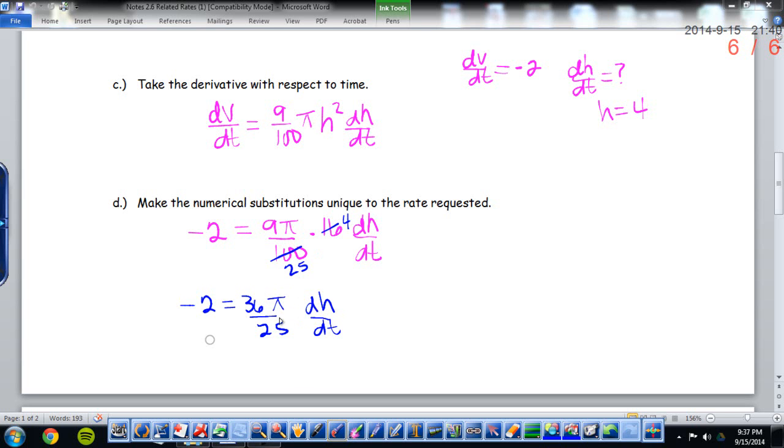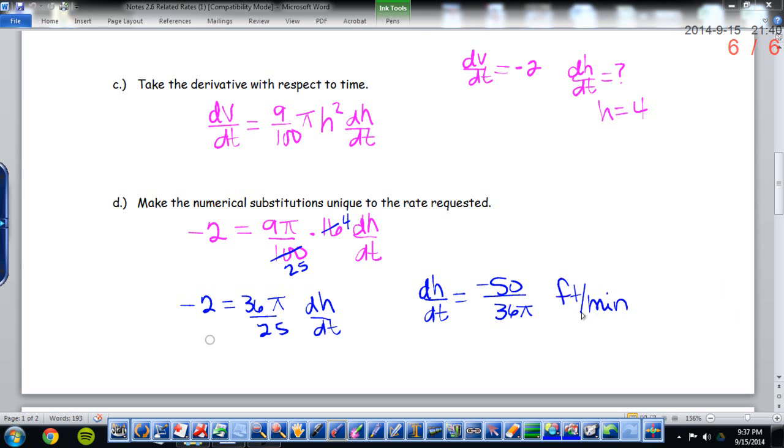So to solve for dh/dt, I essentially need to multiply both sides by 25 over 36 pi. So when I multiply both sides by 25 over 36 pi, I'm going to get -50 over 36 pi. And you've got to be very, very careful that that pi ends up there in the denominator the way that it should be. All right, and then the last step is just to fill in our units. The rate of change of the volume was feet cubed per minute. So the rate of change of the height, which is a linear measurement, is just going to be in feet per minute.